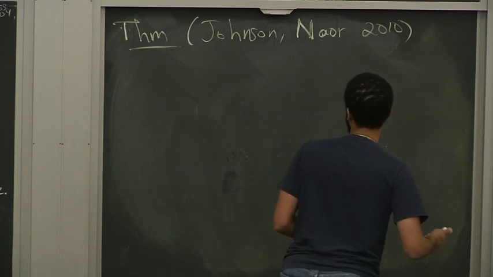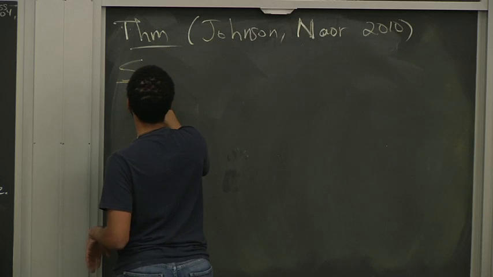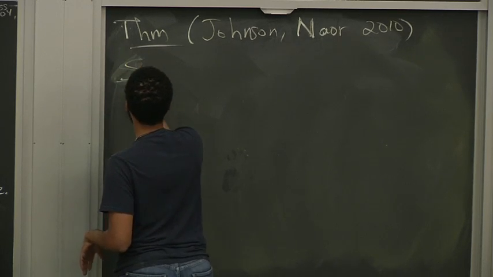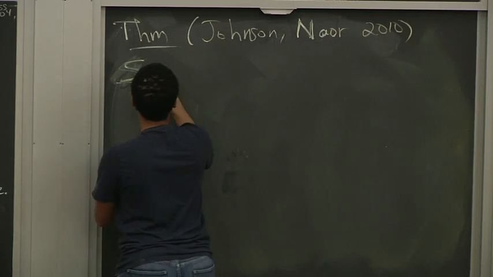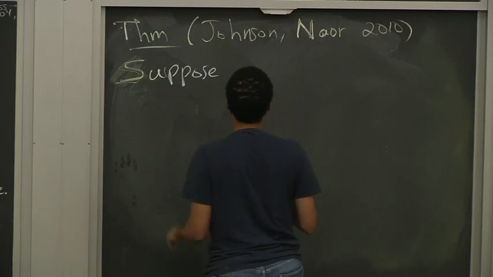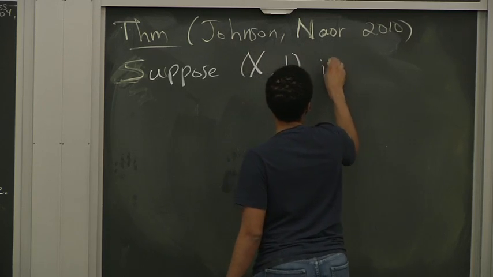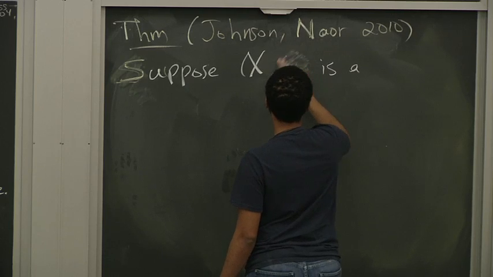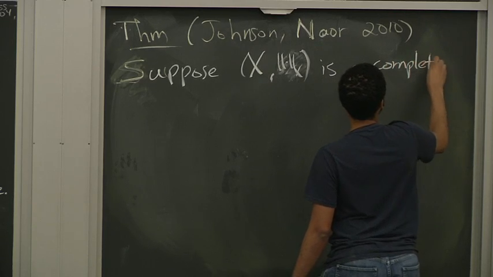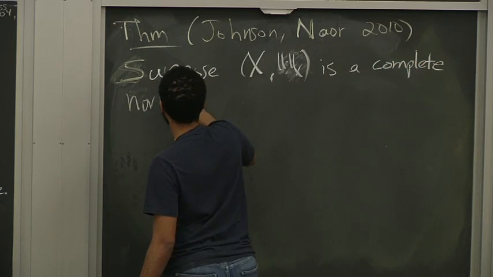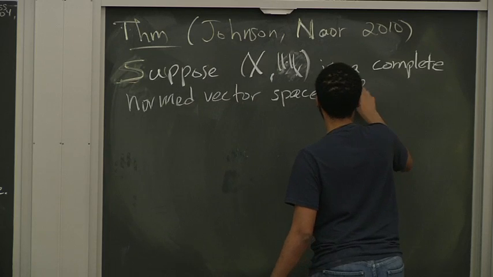So they say the following. I don't want to get too mathy, so let me use the chalk. Suppose X is, or let me call it, it has a norm. It is a complete normed vector space. This has a name. It's called a Banach space.